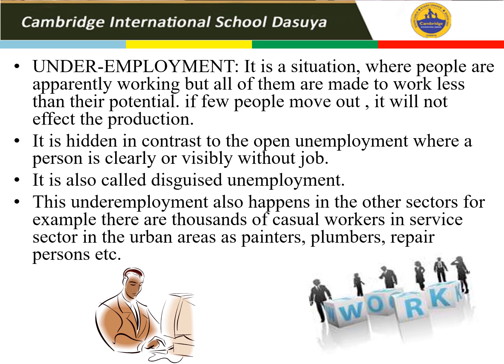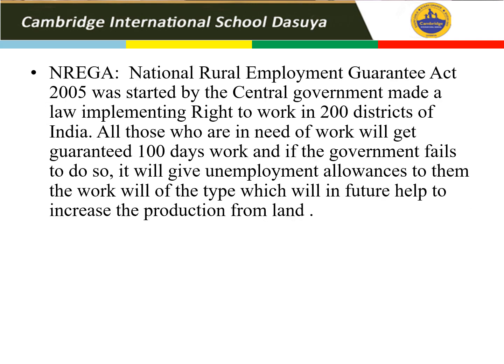An example of this underemployment you usually see in the casual workers who are working in the urban areas as painters, plumbers, repair persons, etc. So the people who are involved in petty work. The next thing is NREGA. This term is also known as MNREGA.